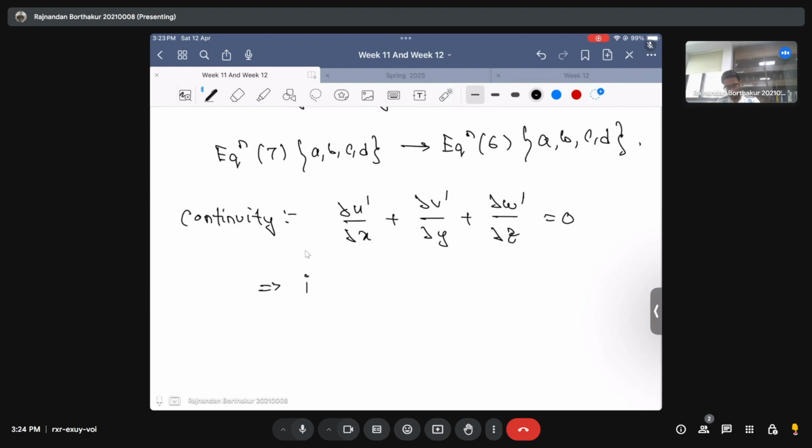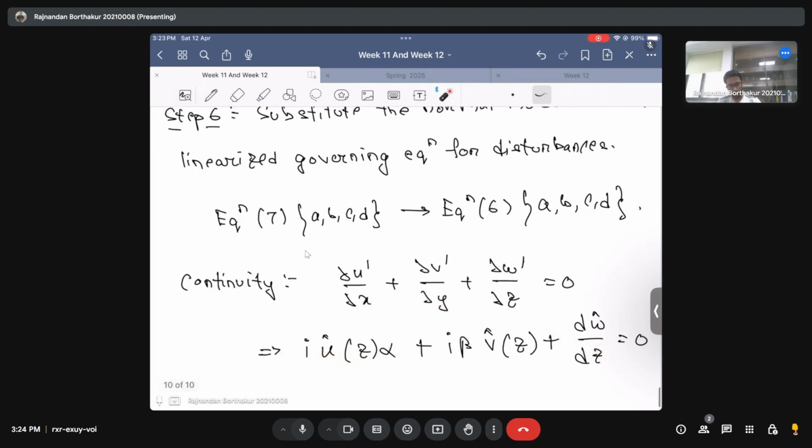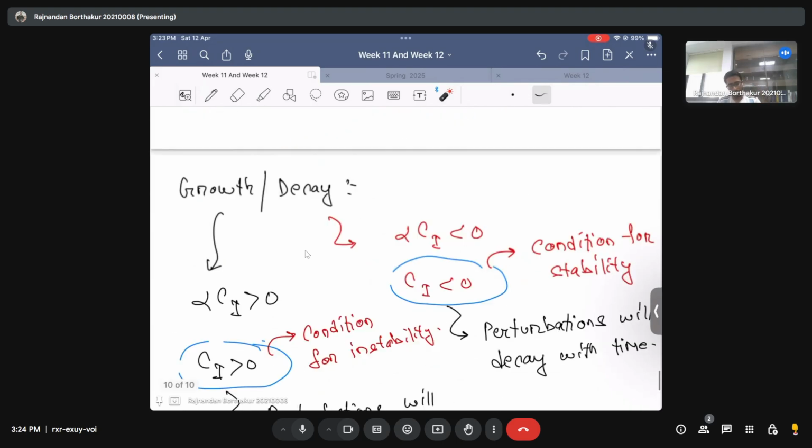This will turn out to be i times u hat of z alpha plus i times beta v hat of z plus dw hat by dz equals 0. So this is what you will get when you substitute the normal modes of u prime, v prime, and w prime into the continuity equation. Okay, and that is obvious.